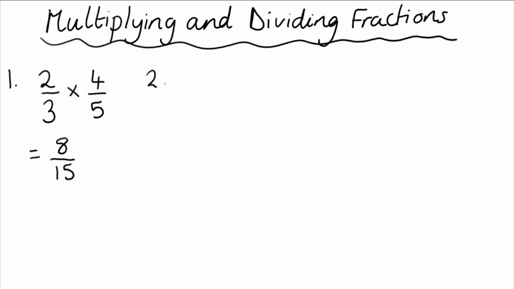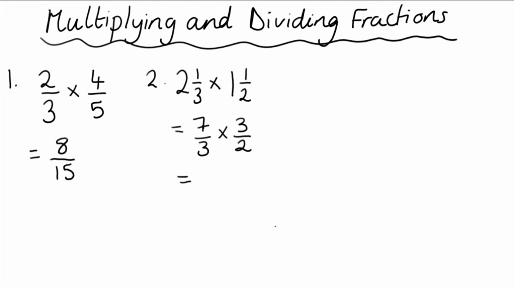If it's a mixed fraction, you must get it into a top heavy first. So 2 1/3 times 1 1/2. 3 2s are 6, plus 1 is 7. So that would be 7/3. 2 1s are 2, plus 1 is 3. And the denominator stays the same.